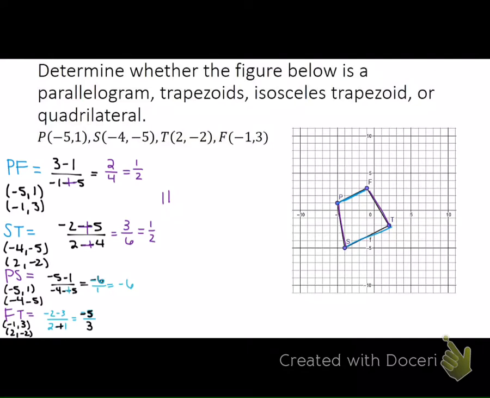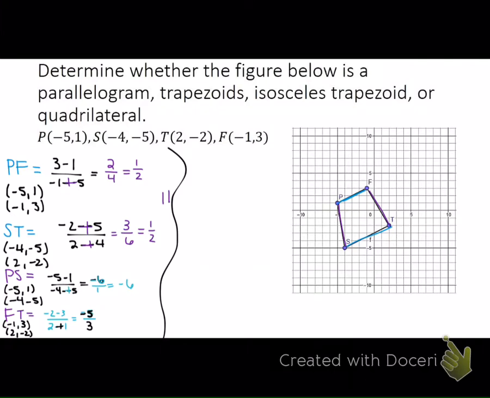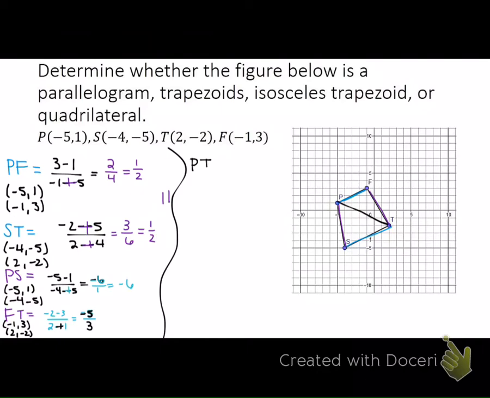So what shape do we have so far? It's a trapezoid so far. Are we done? What do you have to check if it's a trapezoid? If it's isosceles. So now we have to check our diagonals. Logan, what is one of my diagonals? PT. So we're going to find the distance of PT.